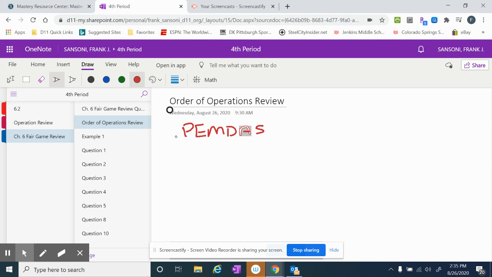Now, one of the problems that people have when they memorize this acronym is they assume that it is always multiply before divide because it says PEMDAS, and they say it's always addition before subtraction because it says PEMDAS, but that is not the case. So I'm going to put this in parentheses, and I'm also going to put this in parentheses. And the reason I'm going to do that is because multiply and divide carry the same weight, and add and subtract carry the same weight.